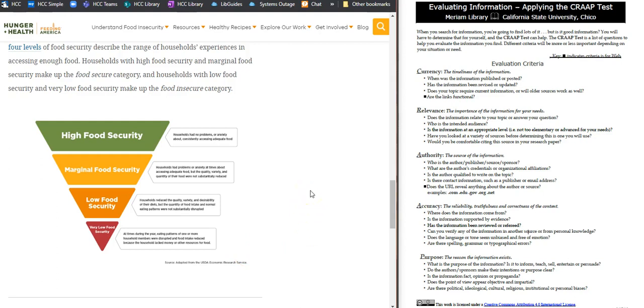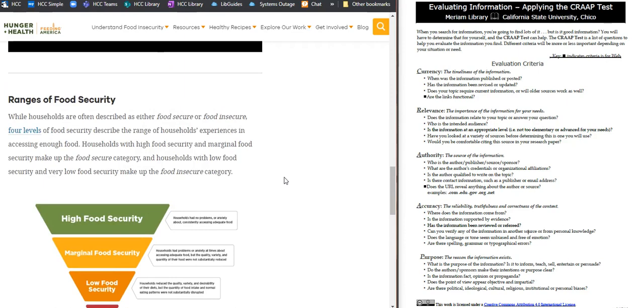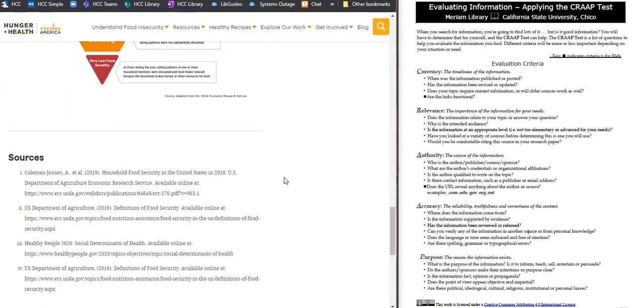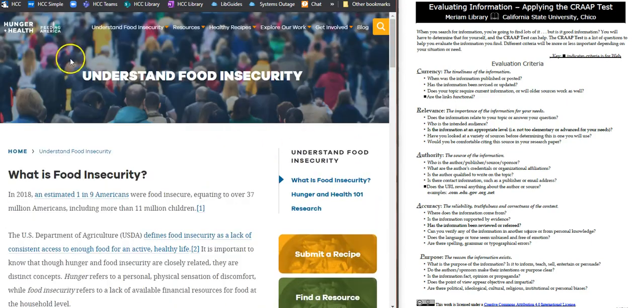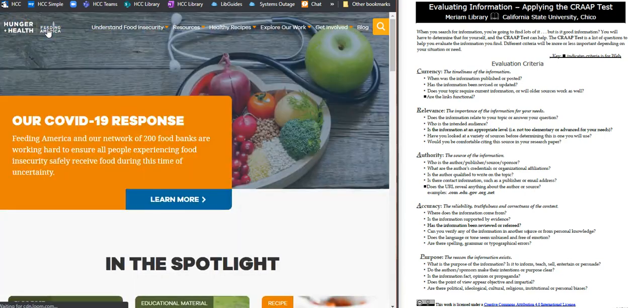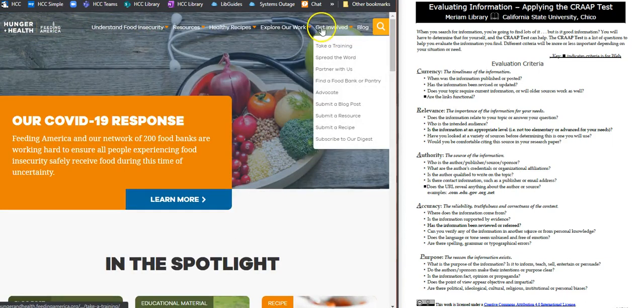Accuracy, where does the information come from? Is it supported by evidence? Do we see spelling, grammar, or typographical errors in this? And the purpose, the reason the information exists. So why do we think maybe this information exists? Let me click on Feeding America, and let's see if we can find out more information.